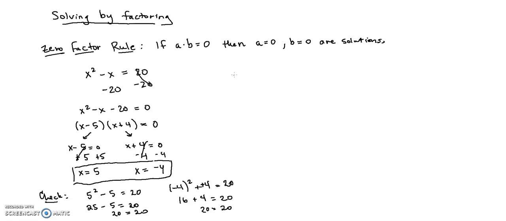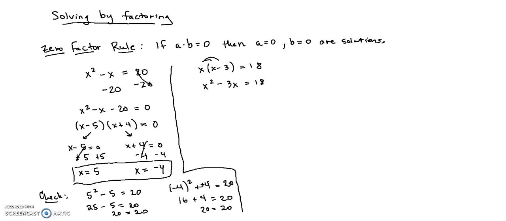All right, let's try another one. Okay, so let's do x times x minus 3 equals 18. So we've got something times something, but it's not equal to 0. We need something times something equals 0. So that means we're going to have to multiply this out and move everything to one side. So we've got x squared minus 3x when we distribute. And then I need to get everything on one side, so I'm going to subtract 18.